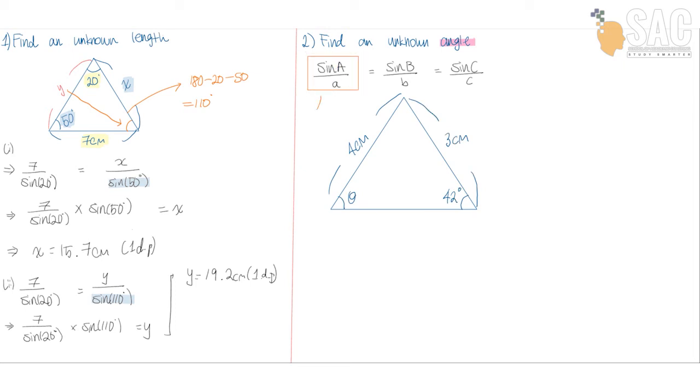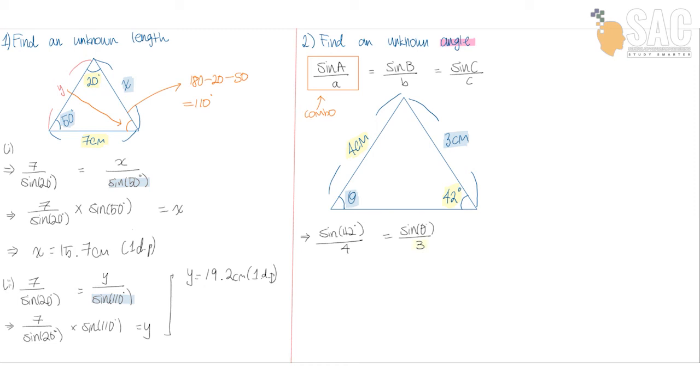Let's find one combo. This one combo is sine A over a, so we need an angle and its corresponding side length. We've got 4 centimeters and 42 degrees, which correspond to each other. So sine 42 degrees over 4 equals, to find theta, the corresponding side length is 3, so it'll be sine theta over 3.